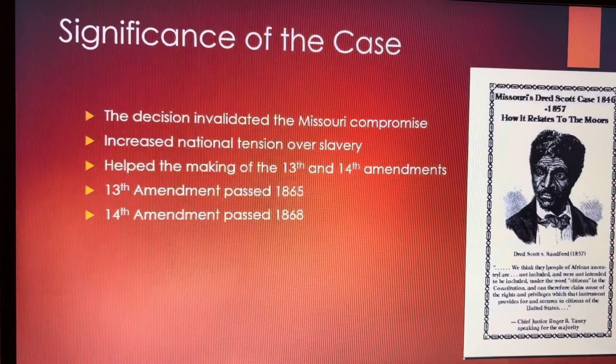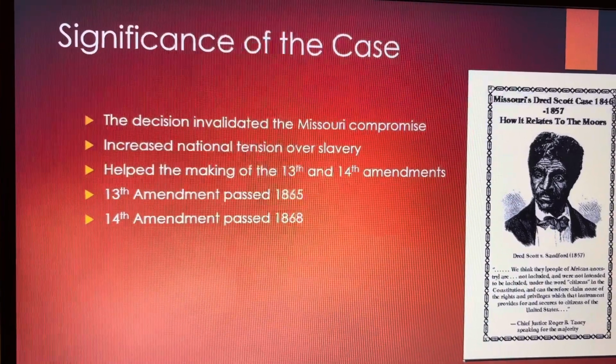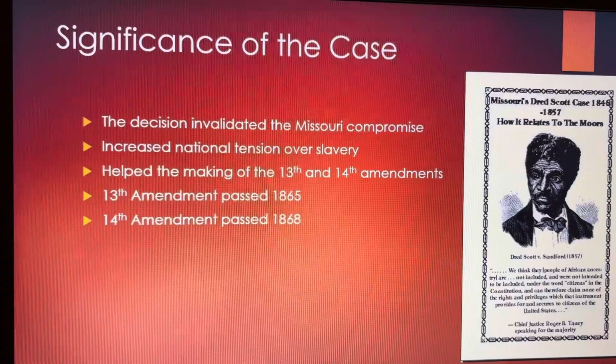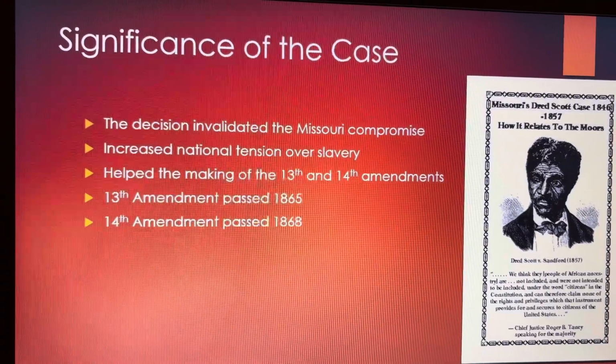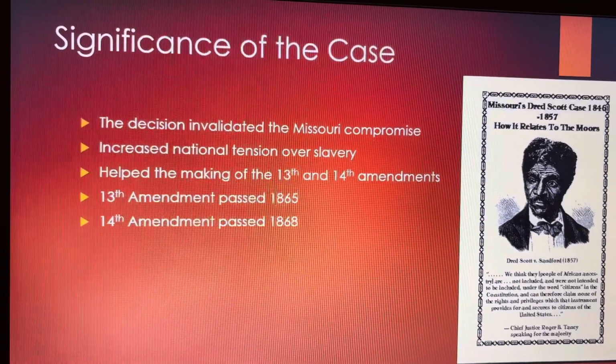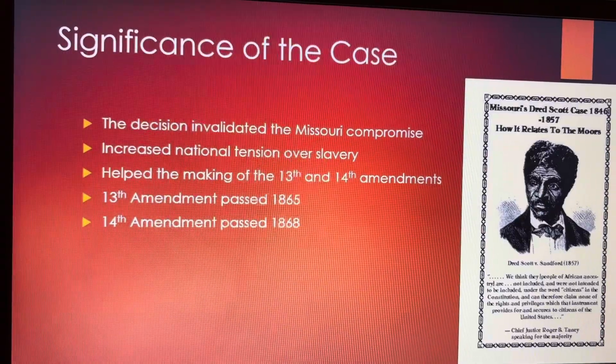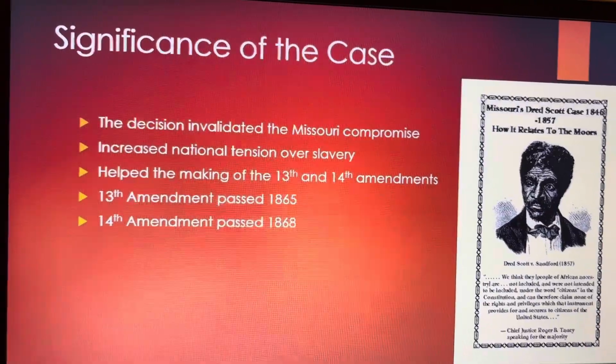The 14th Amendment passed in 1868. It guaranteed birthright citizenship and equal protection. It explicitly overturned the court's claim that African Americans could not be citizens.